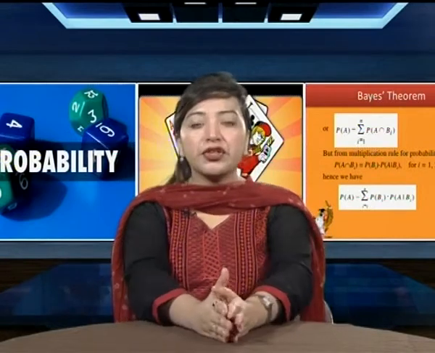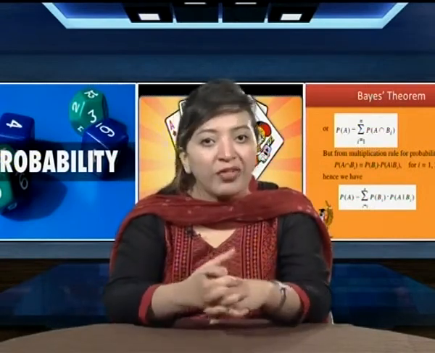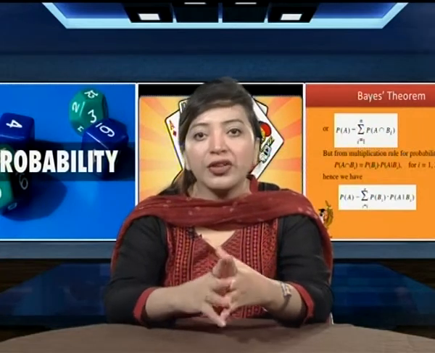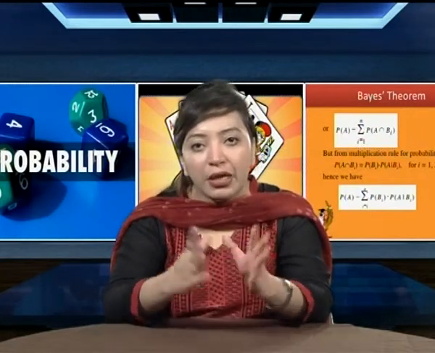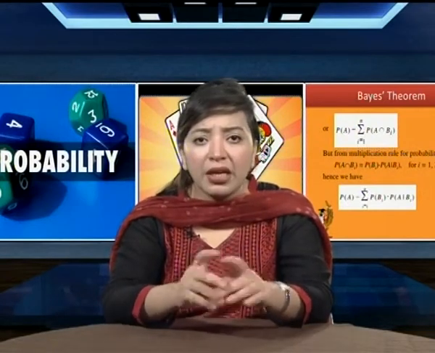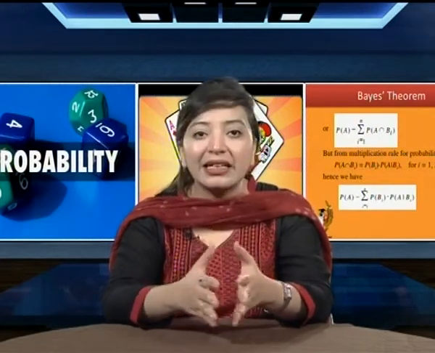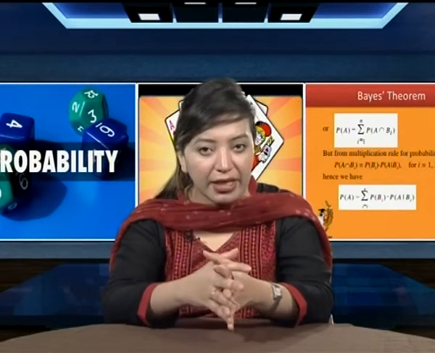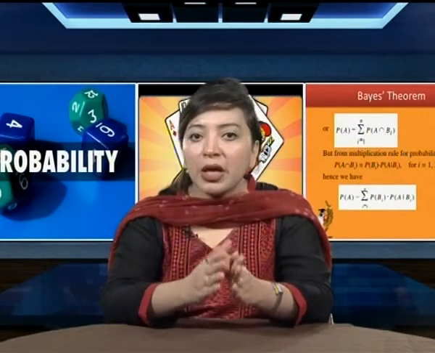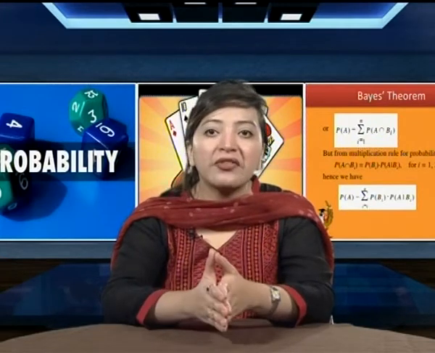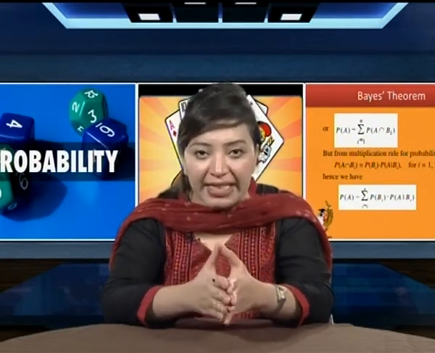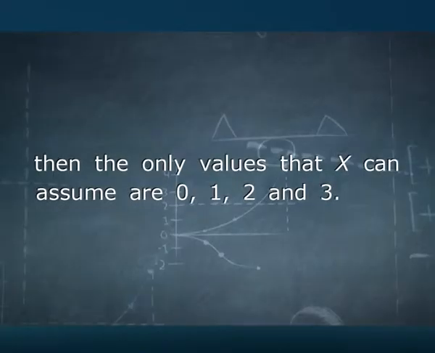Let's come to the next definition, that is random variable. When we perform a random experiment, we are often interested not in a particular outcome, but rather in some number associated with the outcome. For example, in tossing a coin 3 times, we may be interested in the number of heads occurred, regardless of the particular sequence in which the heads appear. If we let capital X be a variable that represents the number of heads that occur, then the only values that X can assume are 0, 1, 2 and 3.